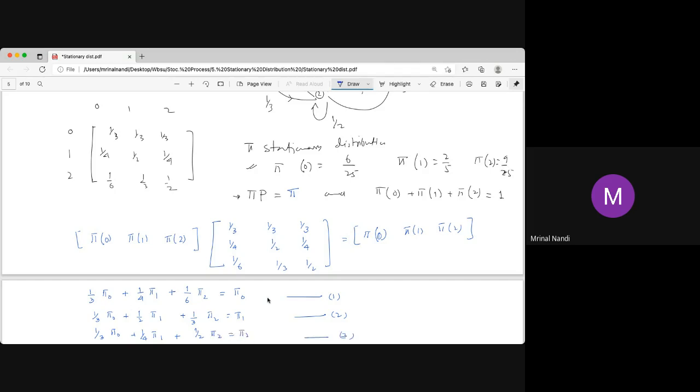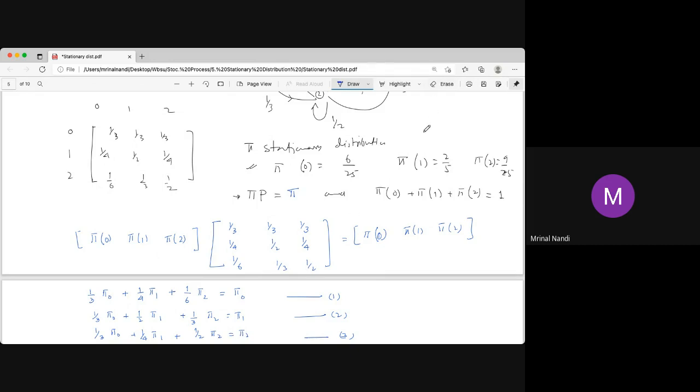Let's just check this. Is it correct? So if you start from pi 0, from the 0, you can go to the 0 with probability 1/3, right? If you start from 1, you reach 0 with probability 1/4, right? So 1/4 into pi 1. If you start from 2, with distribution pi 2, you reach 0 with 1/6 probability. So the sum of this is this. Okay, this is correct.